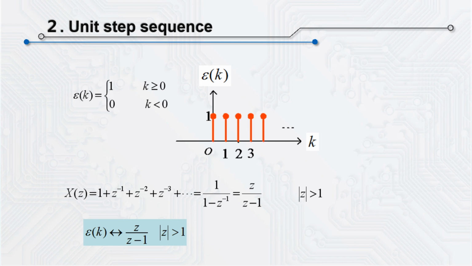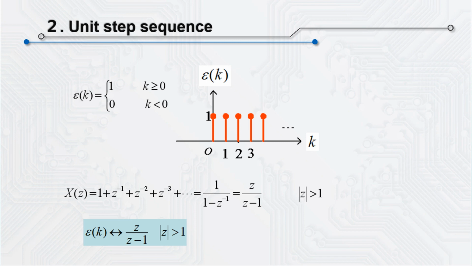The second function is the unit step sequence. The expression is such a form. When k is greater than or equal to 0, all sample sequences take 1. When k is less than 0, take 0. As shown in the figure for such a sequence, we solve according to the definition of the transformation in the form of such a series.